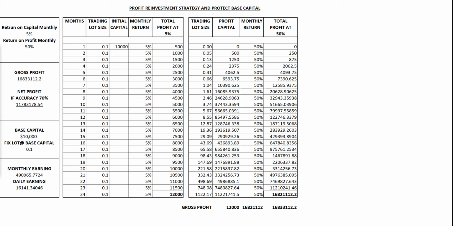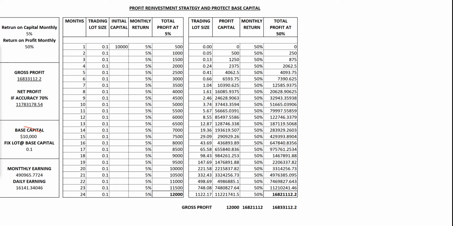Today we are going to talk about profit reinvestment strategy and how to protect your base capital. Here we are going to explain that with the 5% return on your base capital, you can reinvest your 50% return with your profit.